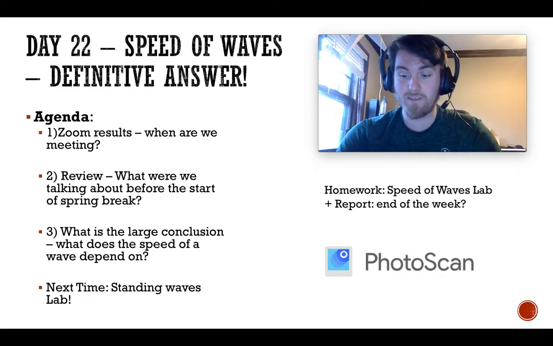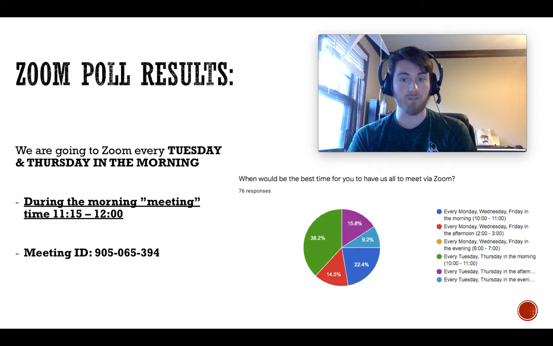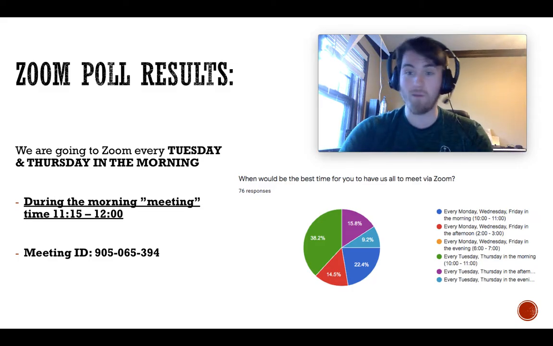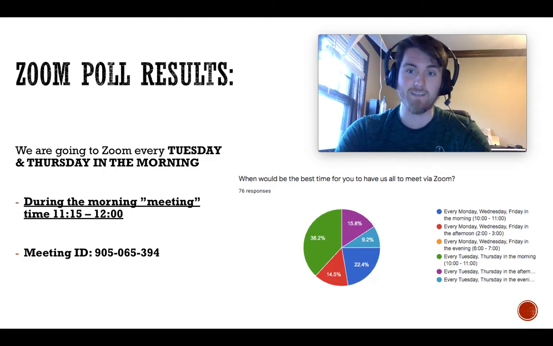Number two, let's talk about the Zoom. Our Zoom results: most of you voted that every Tuesday and Thursday in the morning would work out best for you. If you take a look at the schedule, I know a lot of teachers are doing synchronous learning, meaning that my normal time of 10 to 11 a.m. is not going to work out. I know some teachers are really expecting you to be there during that class time nowadays.